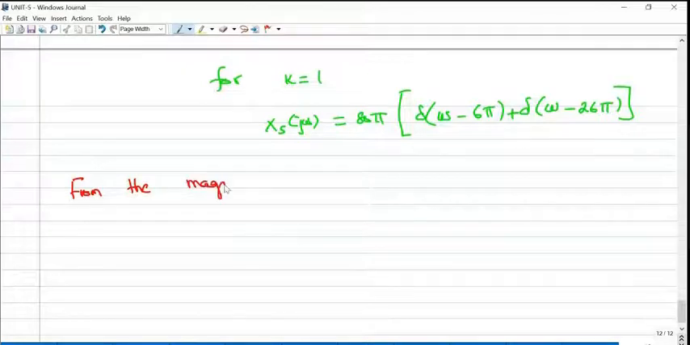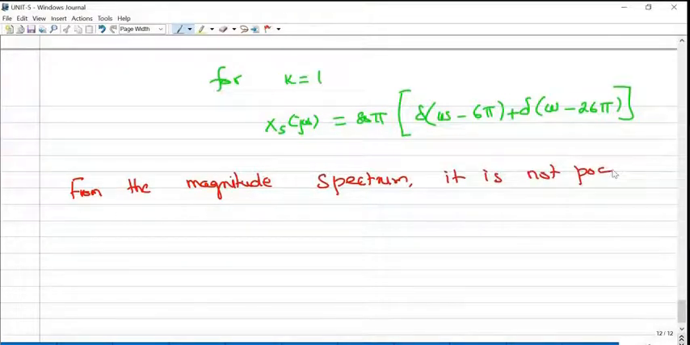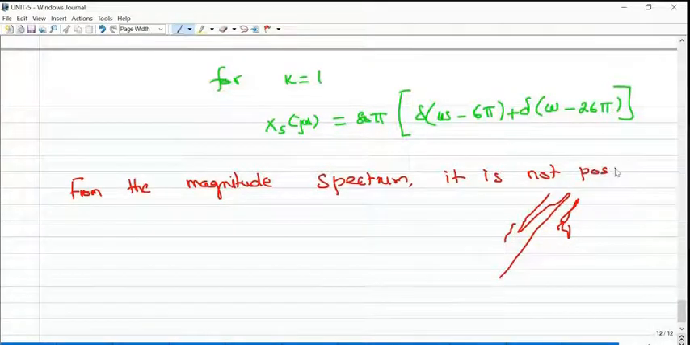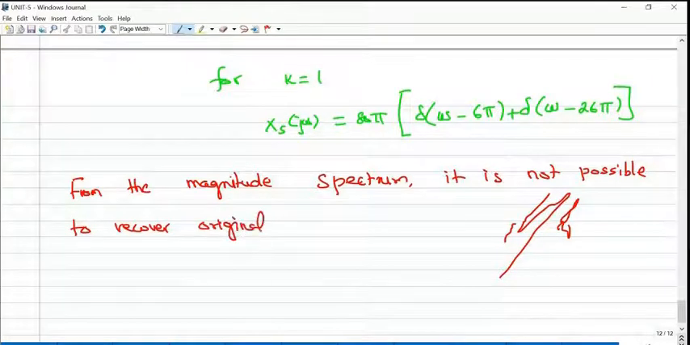From the magnitude spectrum, it is not possible to recover the original spectrum. Okay, so this is the conclusion of this problem.